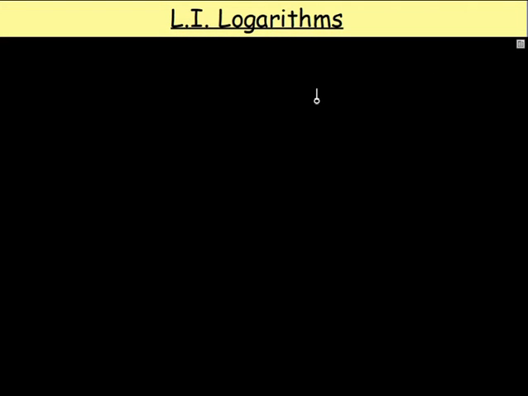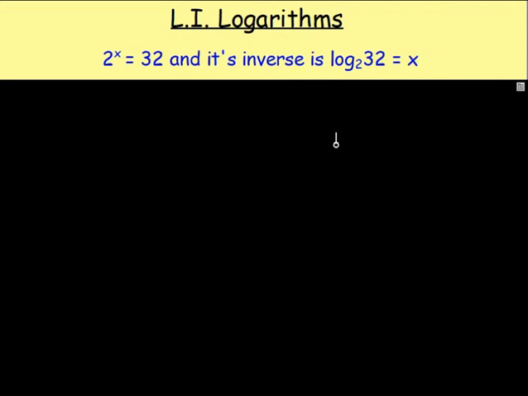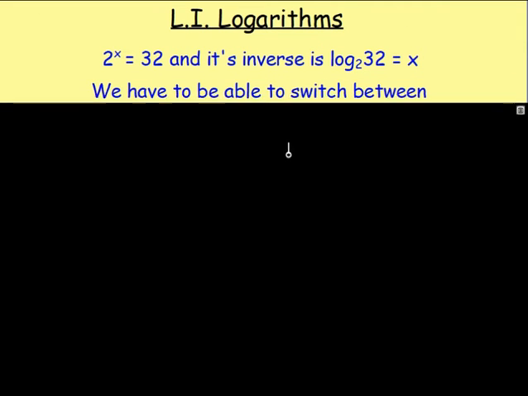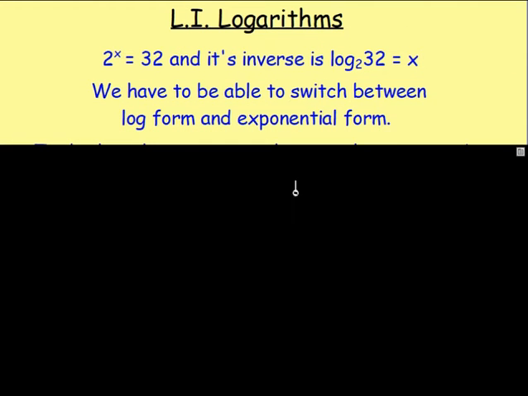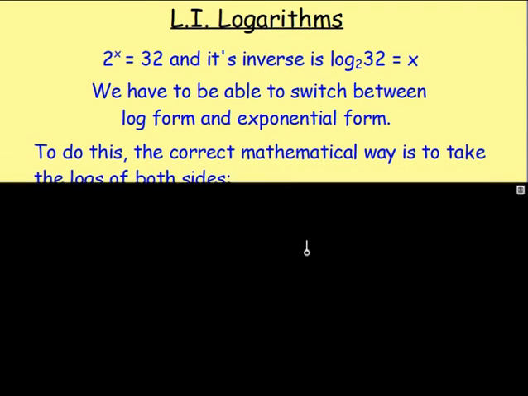Let's move on now to something new with logs. If we have 2 to the power of x equals 32, that's known as exponential form. Its inverse is going to be log base 2 of 32 equals x, which is logarithmic form. What we need to be able to do easily is switch between exponential form and log form. To do that, you could think about a couple of ways.